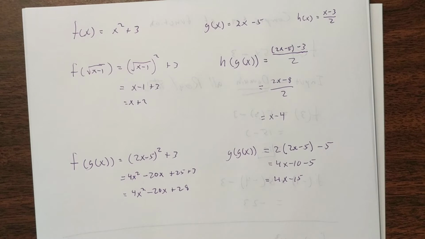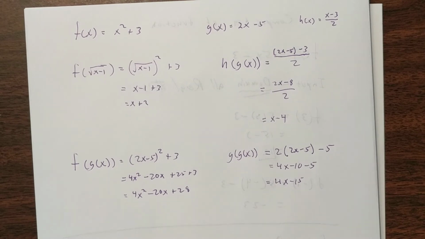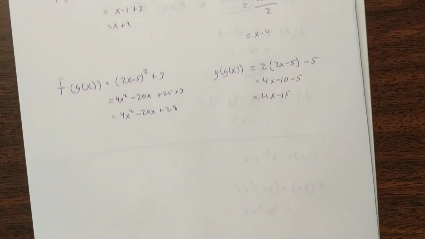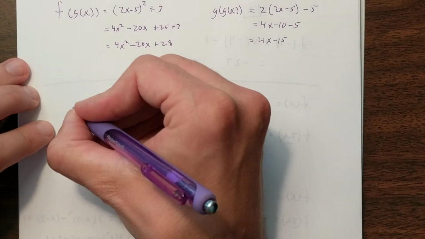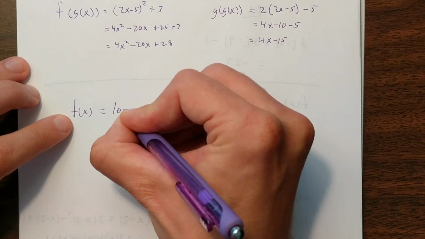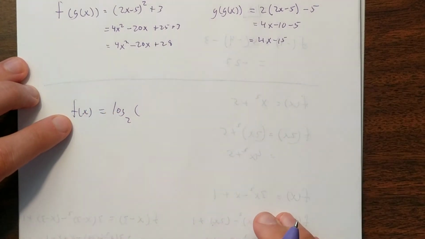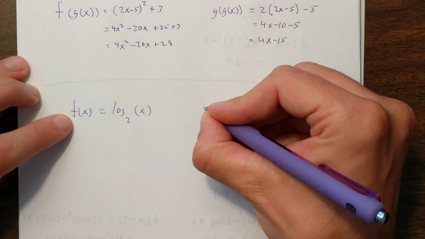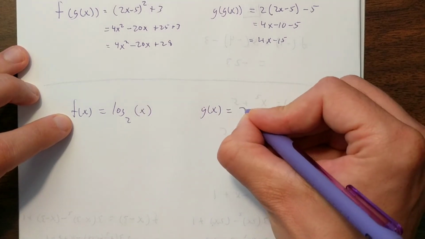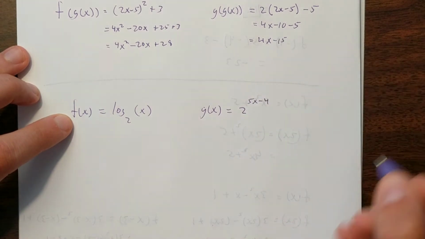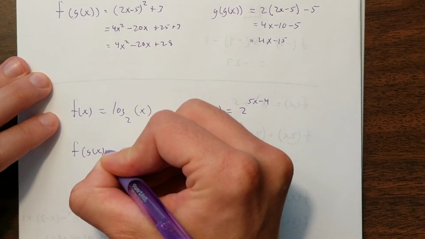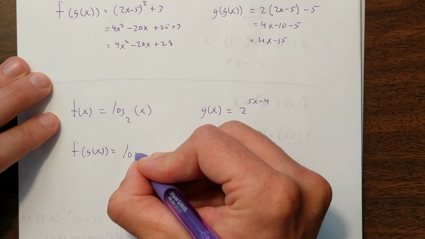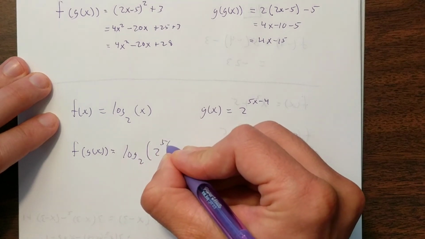Let's do just because I have one of these on the homework and I know it might confuse a couple people. So let's try, what if I had f of x equaling log base 2 of x, and then g of x equals 2 to the power of 5x minus 4. Well, the nice thing about these two is that when I ask you for f of g of x, it actually is log base 2 of 2 to the power of 5x minus 4.